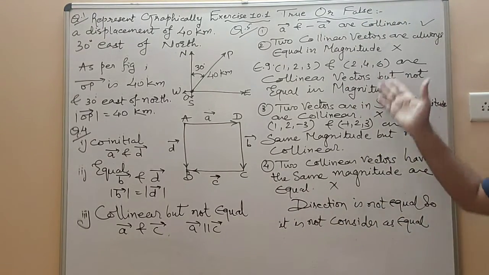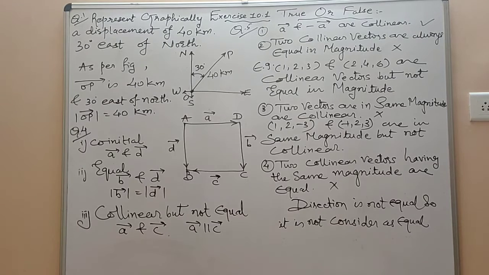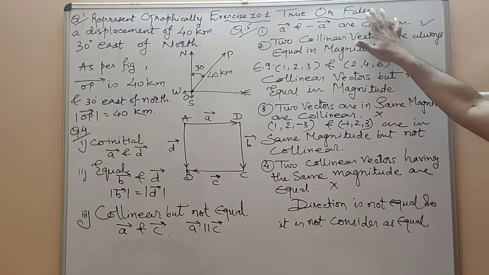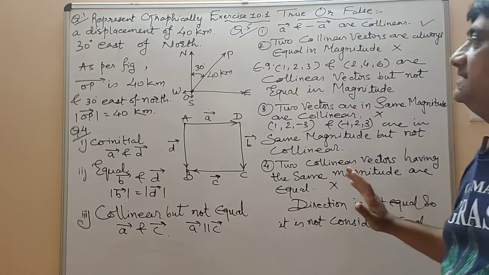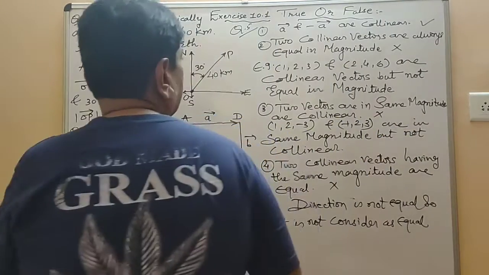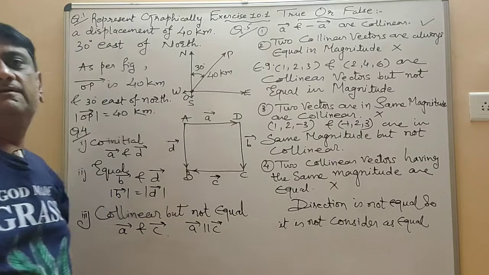So there are 4 questions, true or false. If it is false, then give your appropriate reason for why it is false. So it is a square sum, is it true or false.